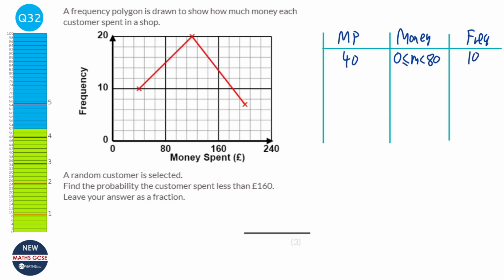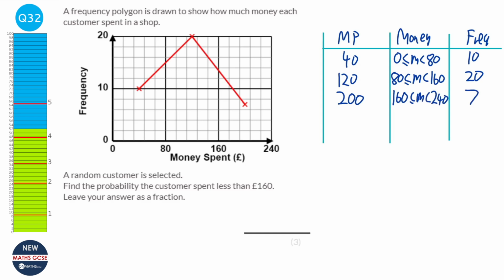The next midpoint is here, so that was going to be 120. We can see that that's between 80 and 160, and the frequency is 20. And finally the last midpoint is here, which is obviously 200, and that is between 160 and 240, and the height of it is going to be 7.